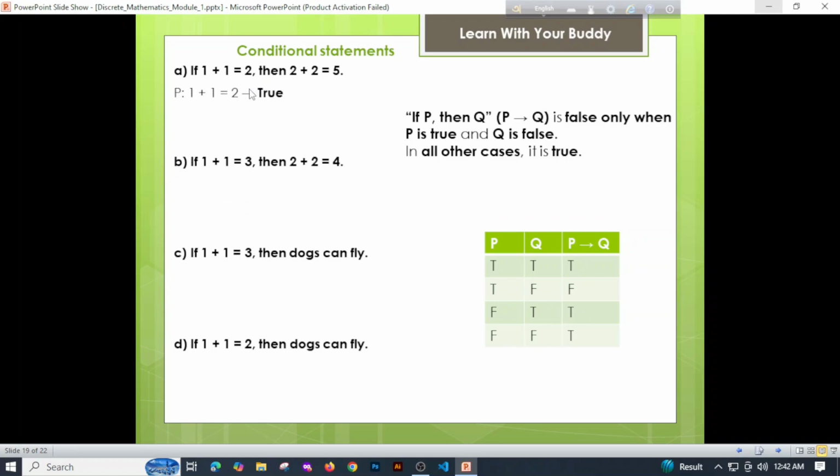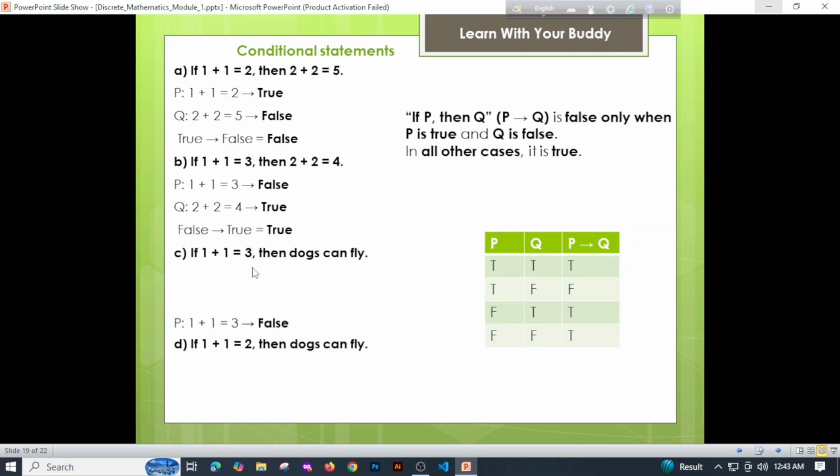Now, if 1 plus 1 is 2, that is true, but 2 plus 2 is 5 is false. So if true then false, the answer will be false. Now look, if 1 plus 1 is 3, it's false, but 2 plus 2 is 4, that is true. So false then true equals true, so it will be true.